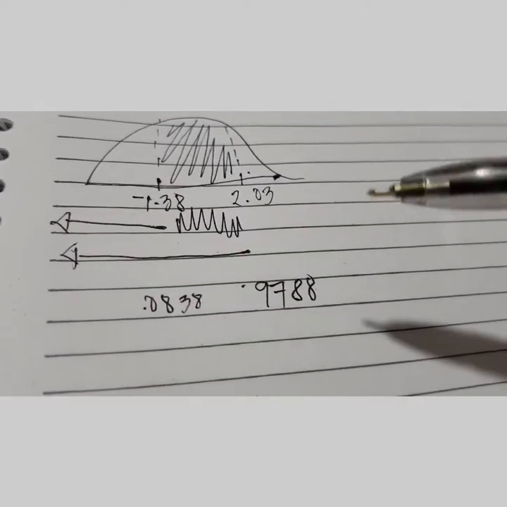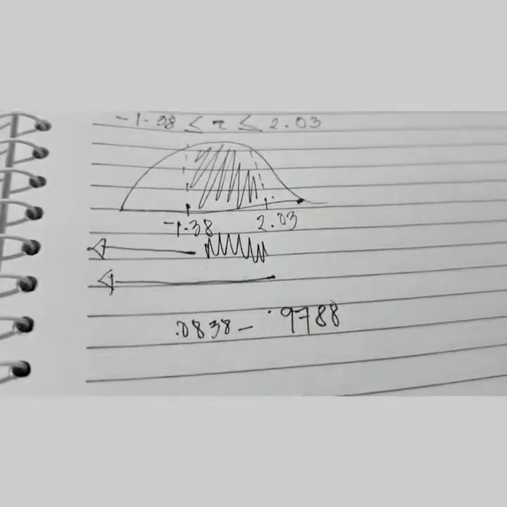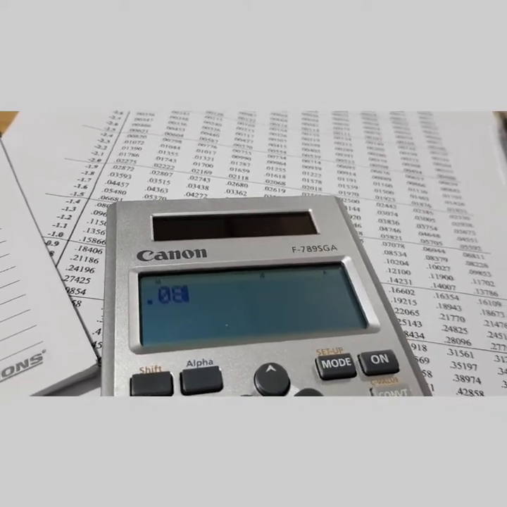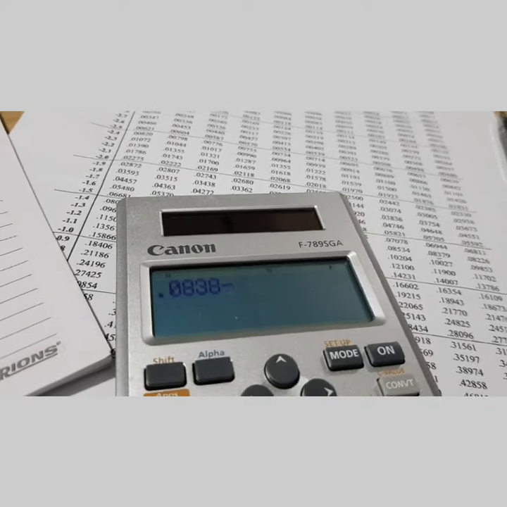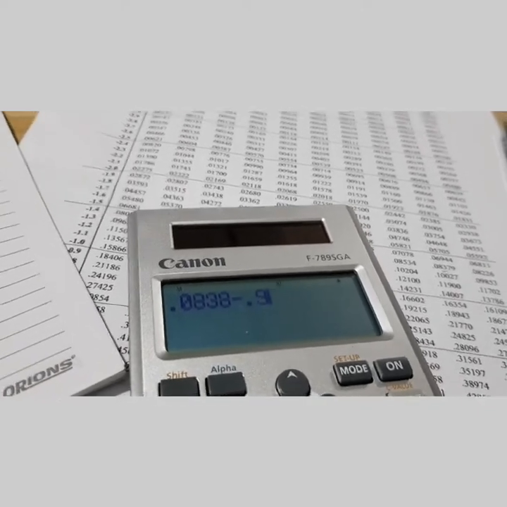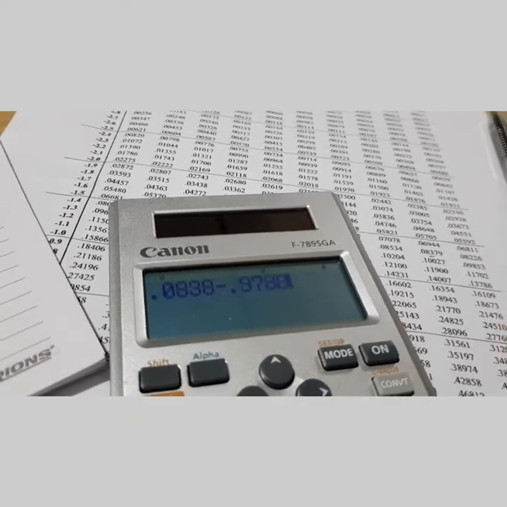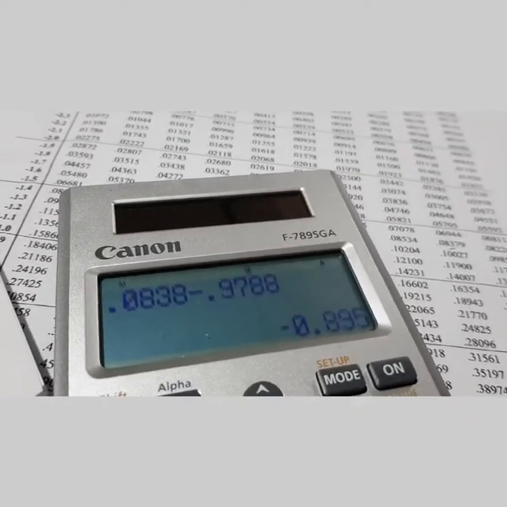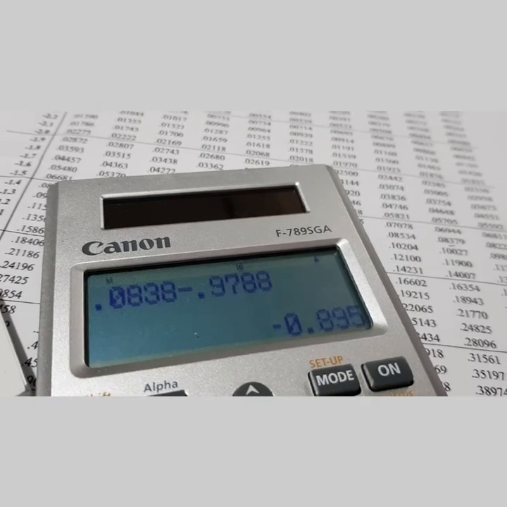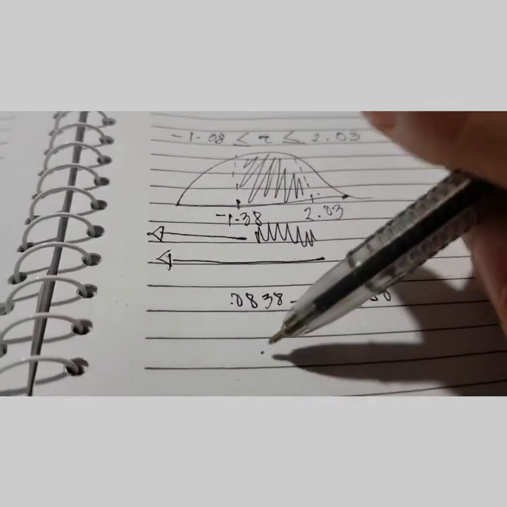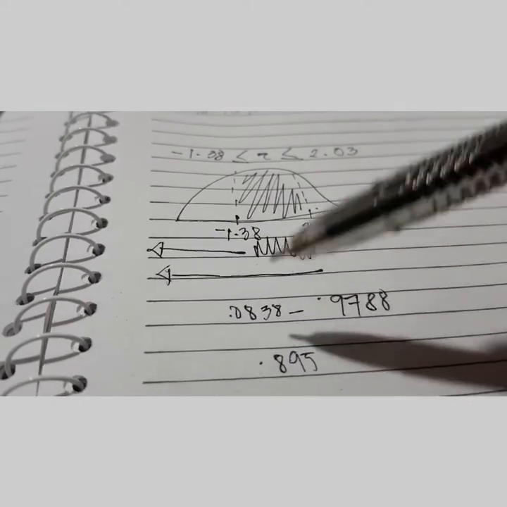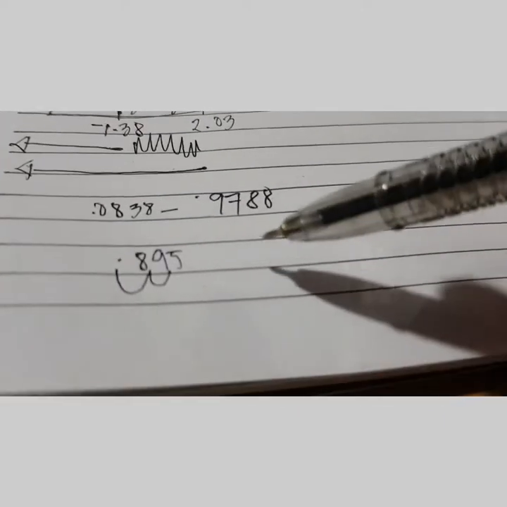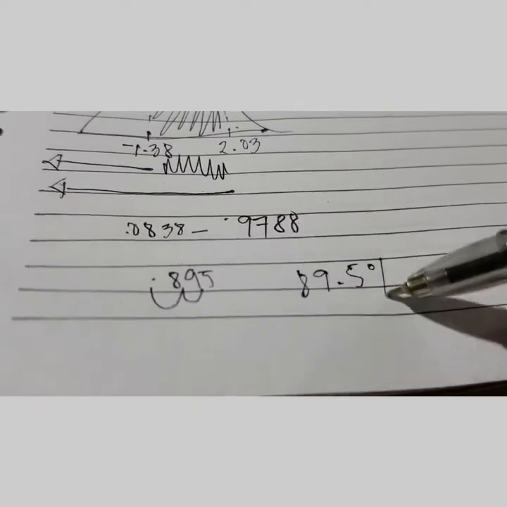Isusubtract natin sila para mahanap natin yung percent ng normal curve. 0.0838 minus 0.9788 is equals to negative 0.895. 0.895, gagawin natin siyang percent, so move the decimal point twice, magiging 89.5%.